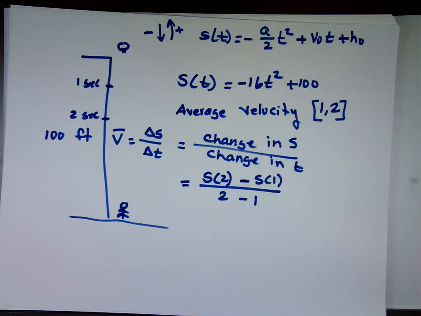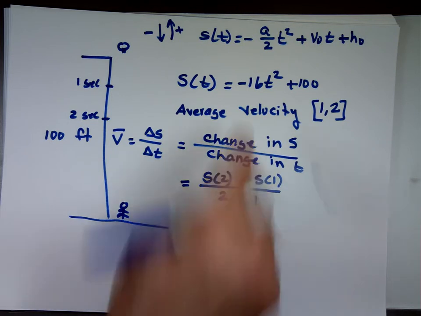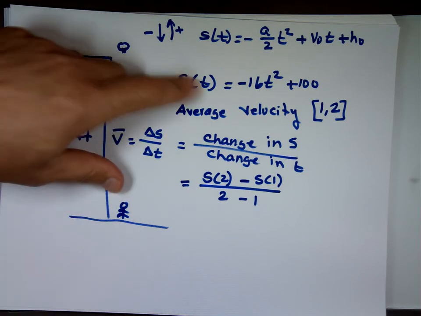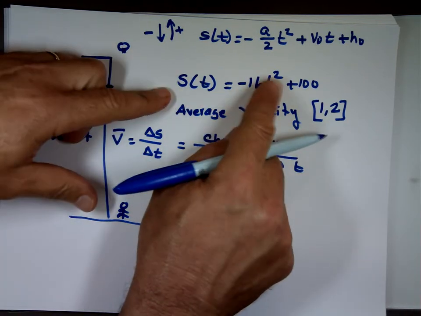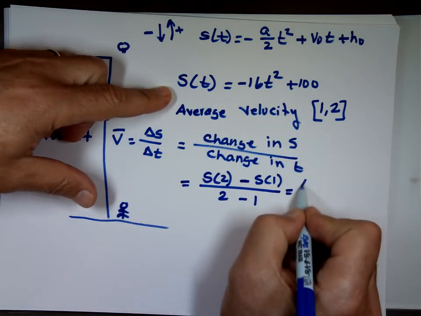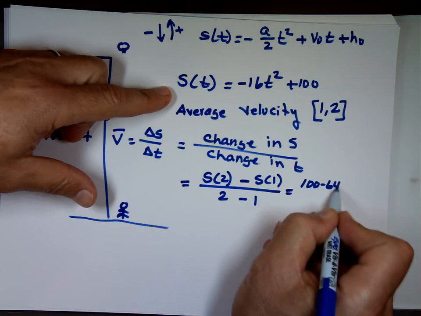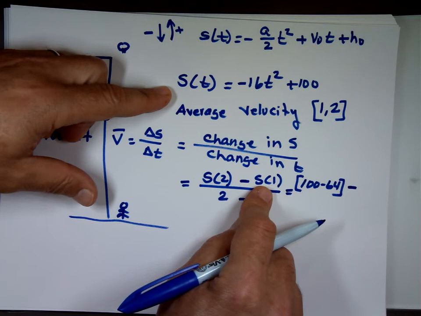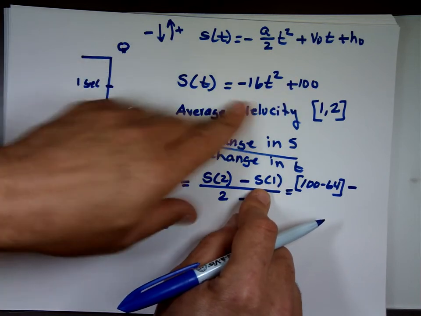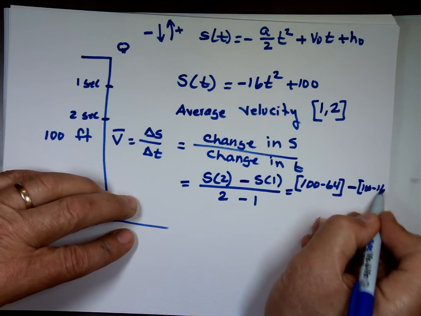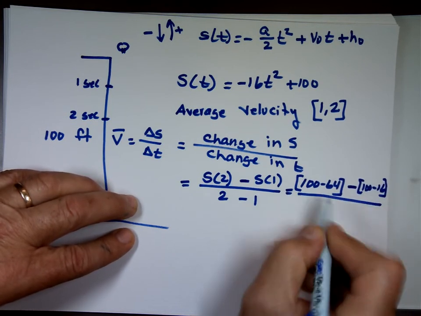So what is my distance at 2 seconds? Plug into this equation. You let t be 2 here. That's 4 times 16, negative 64, plus 100. That's 100 minus 64, right? Whatever that number is, we'll come back to it. What about the position, the height at 1 second? That's 100 minus what, 16? Over 2 minus 1, which is 1.